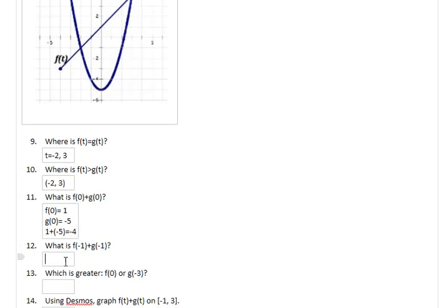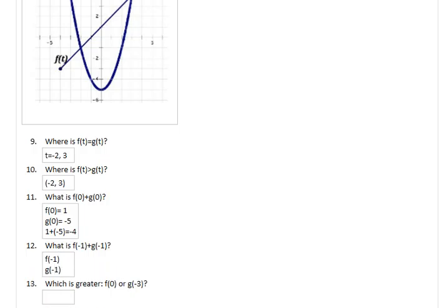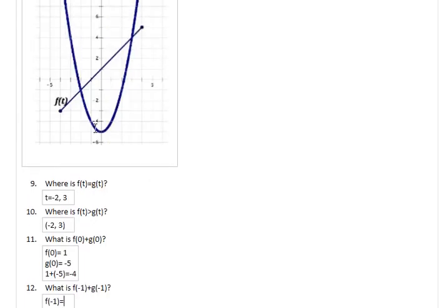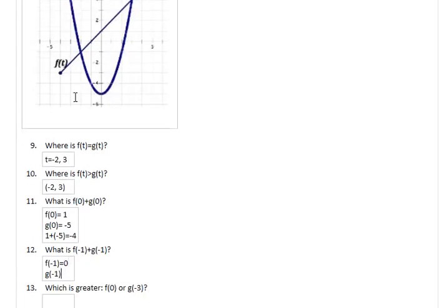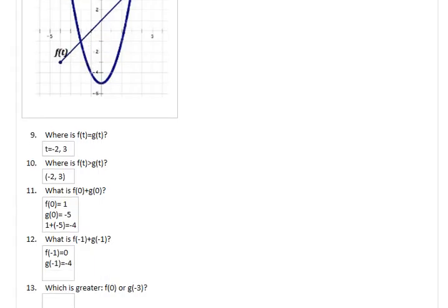Okay. We're going to do the same sort of thing here. We've got f of -1, and we've got g of -1. All right. f of -1, here's -1, and oh look, it's 0. It crosses right there. G of -1, here's -1, we're going to go straight down to -4. We add those together, 0 plus a -4 gives me -4.